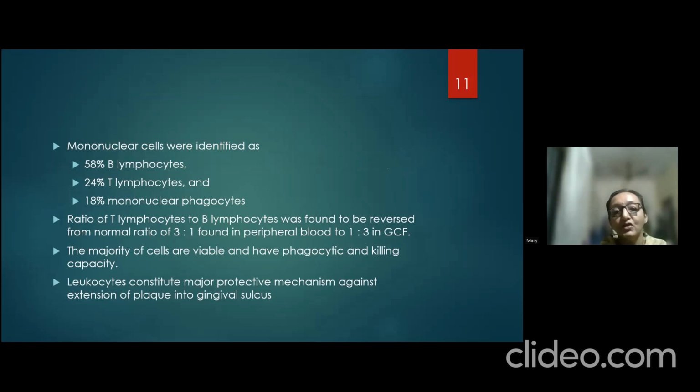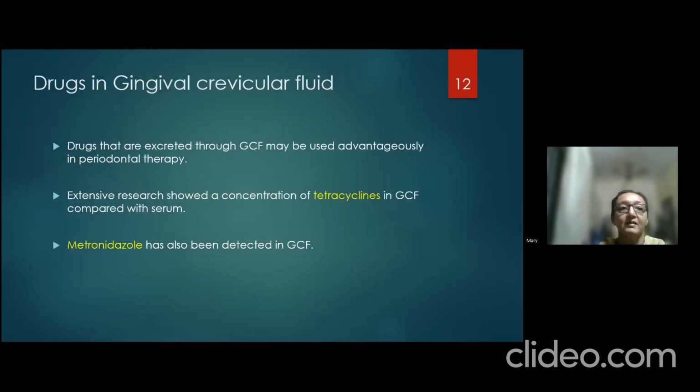That is, the normal ratio found in peripheral blood is 3:1, but in the GCF we find the ratio to be reversed. It is 1:3. That is, the T lymphocyte to B lymphocyte ratio is 1:3 in the gingival crevicular fluid. And the majority of cells are viable and they have the property of phagocytosis, and they help in killing any bacterial invasion which occurs within the gingival sulcus. So leukocytes constitute the major protective mechanism against the extension of plaque into the gingival sulcus.